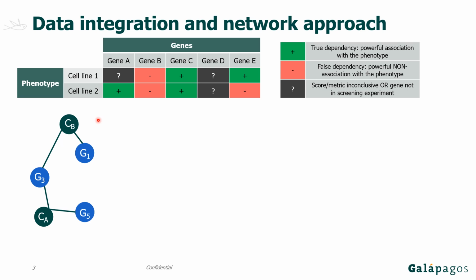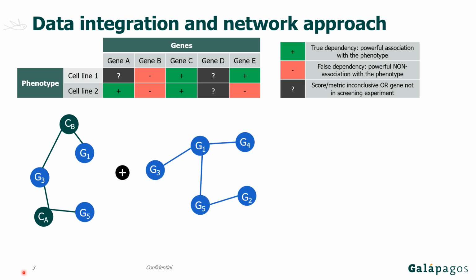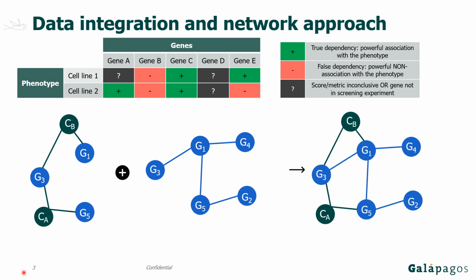in cell line B. We can then overlay this network with a gene-gene interaction network, such as the one from StringDB, for example. And what we are left with is a heterogeneous graph in which we have two node types, cell lines and genes, and two edge types, gene-gene interactions and associations between genes and cell lines.